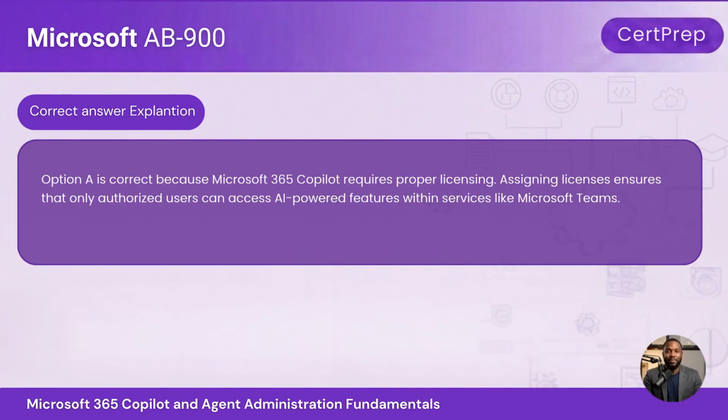Option A is correct because Microsoft 365 Copilot requires proper licensing. Assigning licenses ensures that only authorized users can access AI-powered features within services like Microsoft Teams.